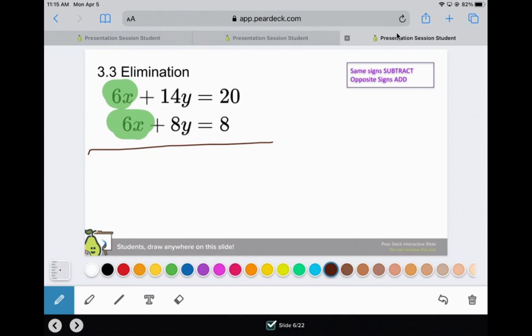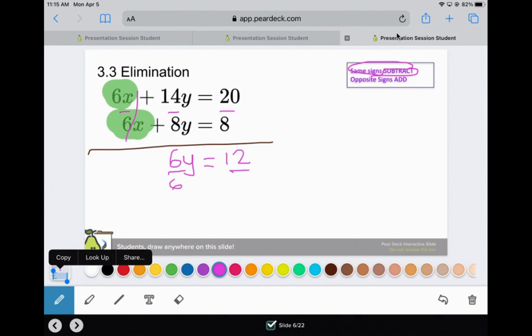Look over here. I have 6 and 6. They both are positive. That's the same sign, so I will subtract. Minus, minus, minus. Okay, gone. 14 minus 8 gives you 6. 20 minus 8 gives you 12. Divide by 6. y is 2.